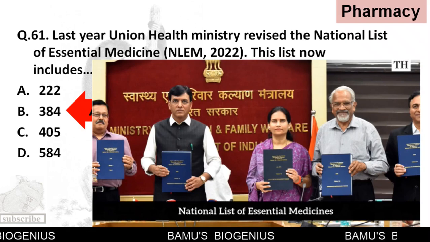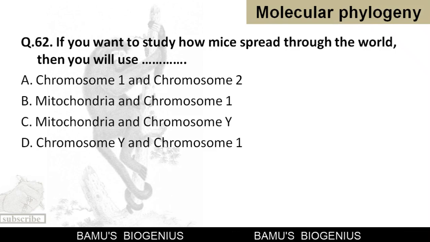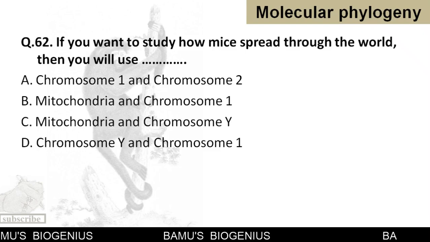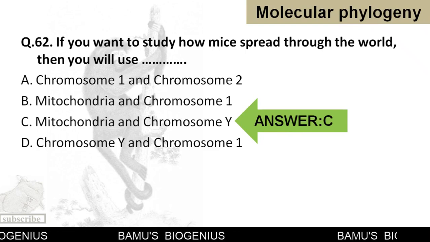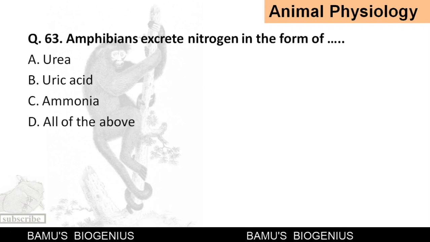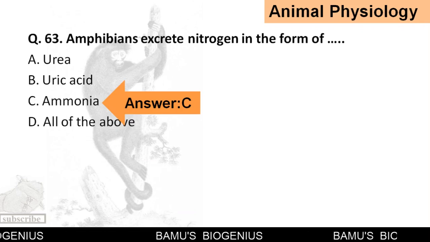Then question number 62. If you want to study how mice spread through the world, then you will use: A. chromosome 1 and chromosome 2, B. mitochondria and chromosome 1, C. mitochondria and chromosome Y, D. chromosome Y and chromosome 1. The answer is mitochondria and chromosome Y. Answer is C. Then question number 63, amphibians excrete nitrogen in the form of A. urea, B. uric acid, C. ammonia, and D. all of them. The answer is C, ammonia, because amphibians are ammonotelic.